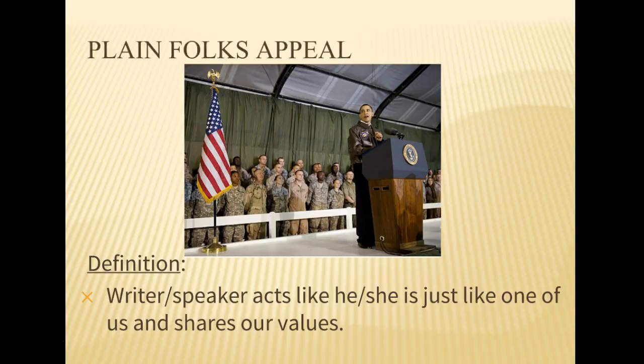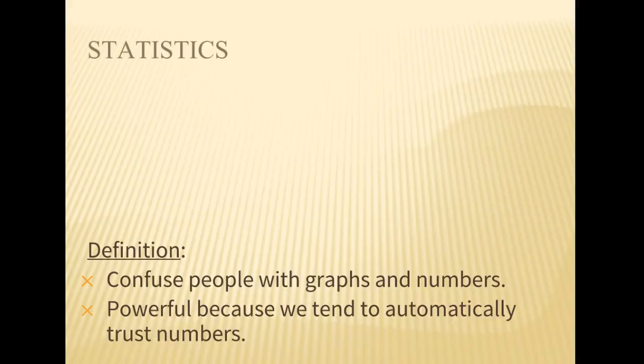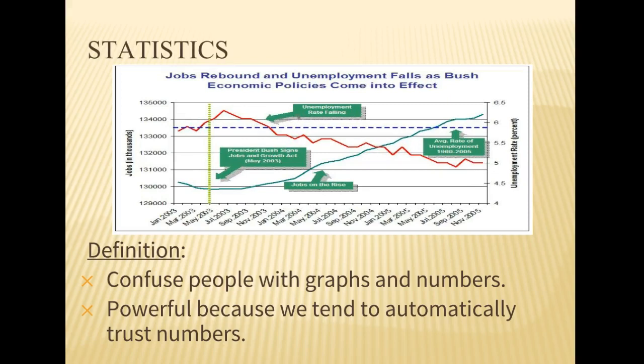Plain folks appeal. Every president, every politician does it. Notice that President Obama here was wearing a bomber jacket, military jacket, standing in front of the troops. The writer or speaker acts like he or she is just like one of us, shares our values. Again, every politician does this. Simple plain folks appeal. Statistics. People are often confused with graphs and numbers. They are powerful because we tend to automatically trust numbers.